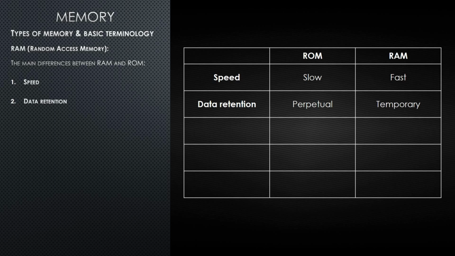Data retention. As ROM is non-volatile, it can retain data perpetually. RAM, being a volatile type of memory, can retain data only as long as power is directly provided. Usage. Due to its non-volatile nature, ROM can be used for long-term storage needs, such as firmware or BIOS, while RAM is used for the short term, in real-time tasks only.